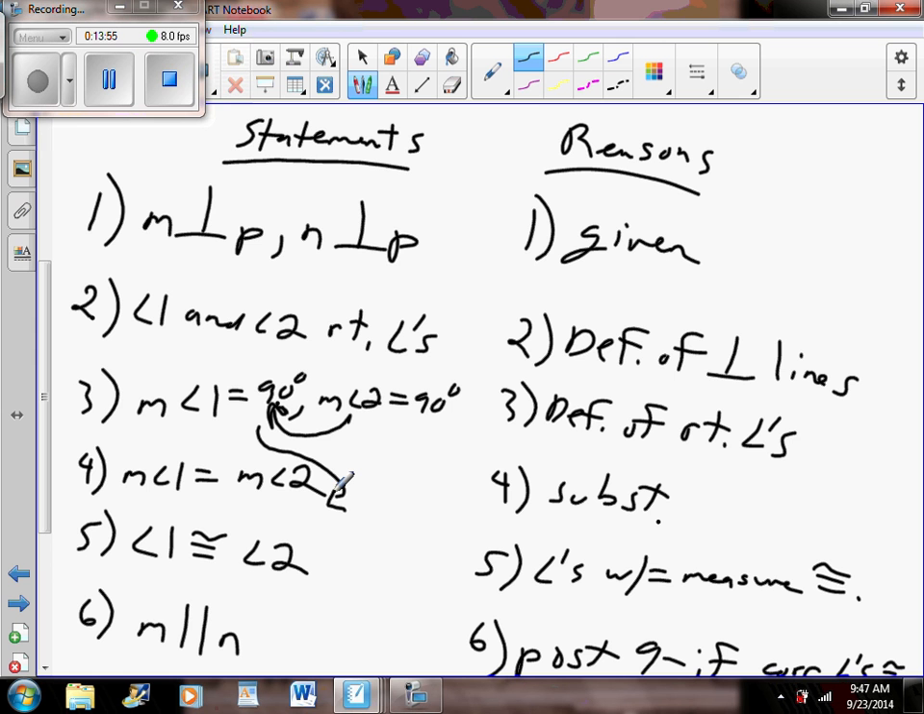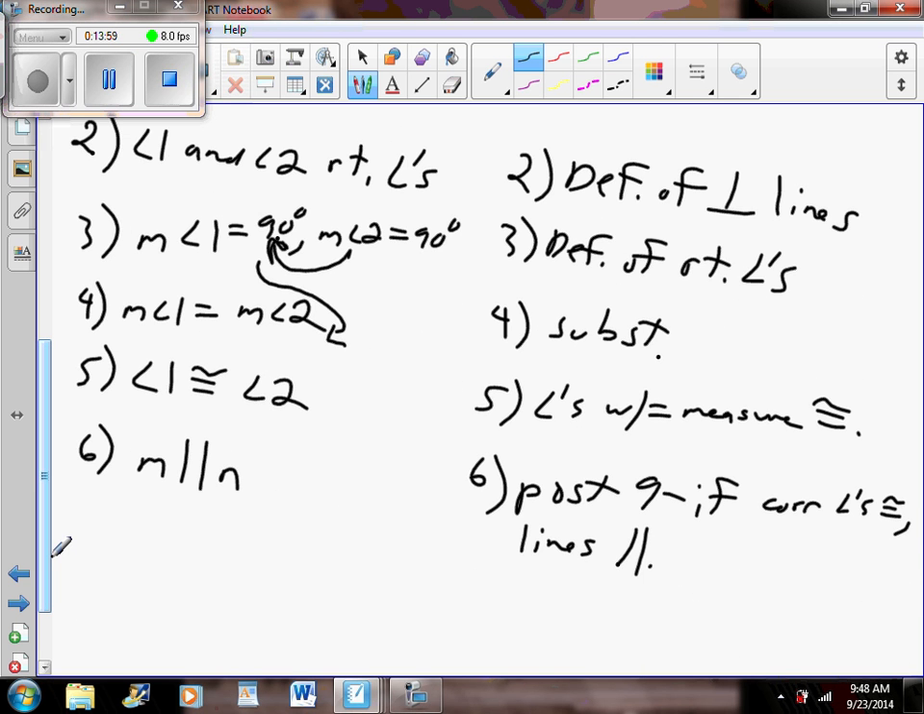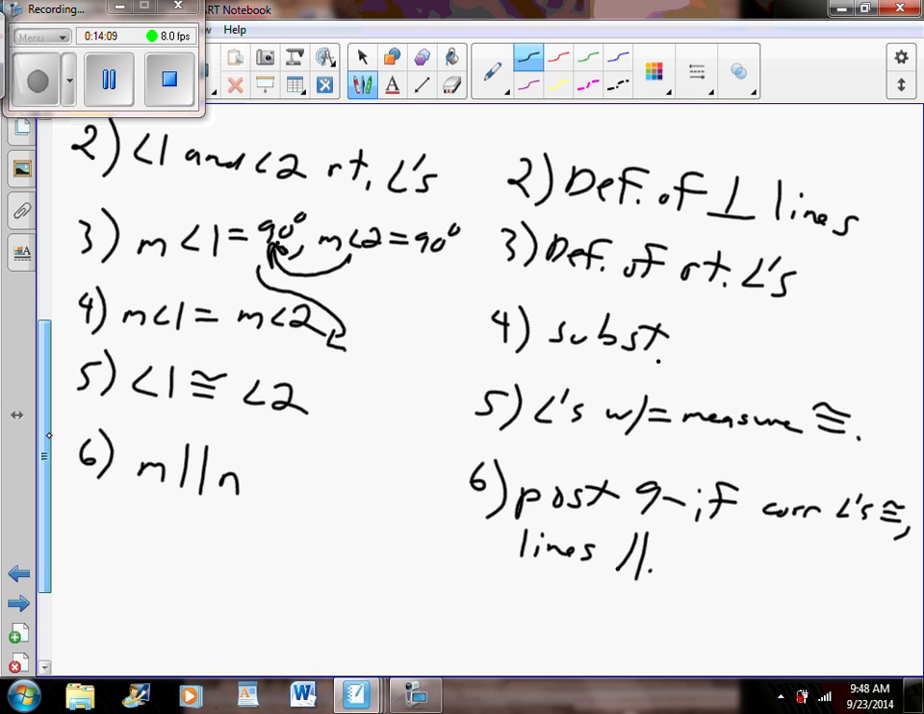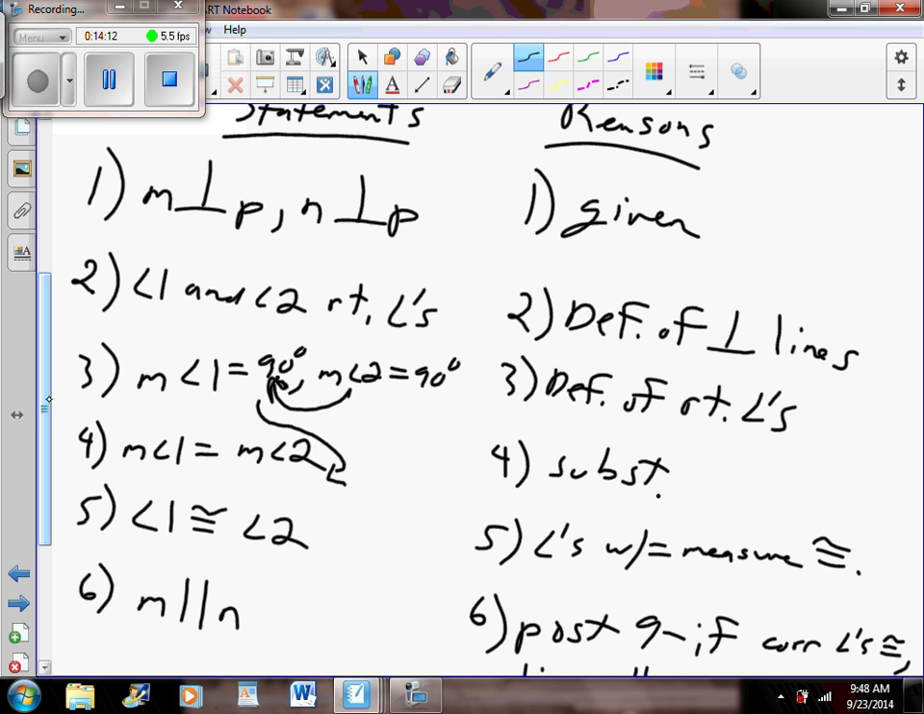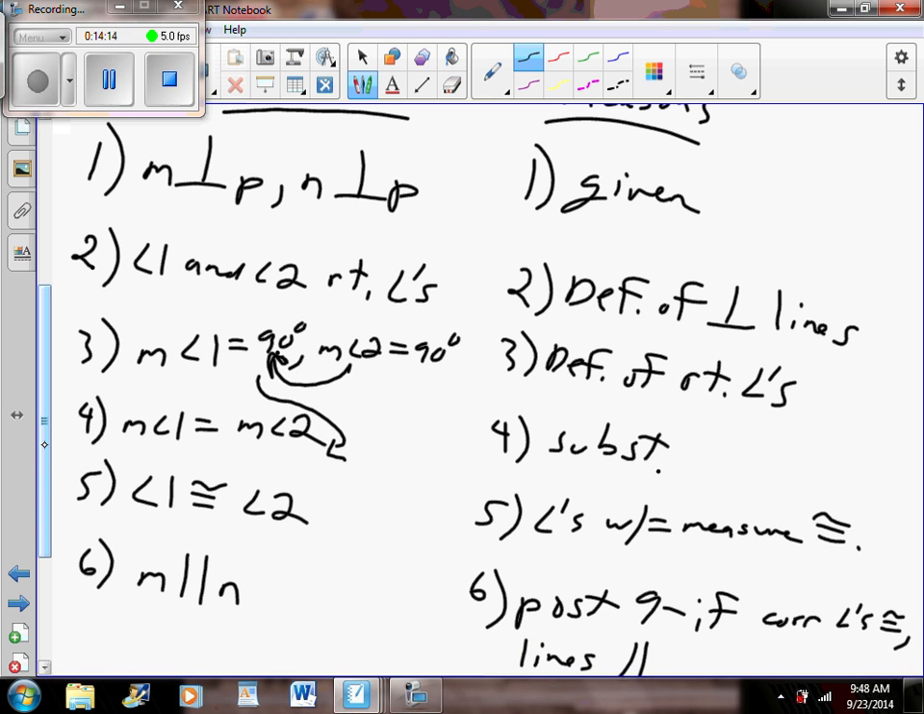Now, angles with equal measure are congruent. That is number 5, and now I can finally conclude, in 6 steps, okay, the two lines are parallel because of postulate 9. If the corresponding angles are congruent, the lines are parallel. All right, let me back this up so that you can see all those statements and reasons and get those in.